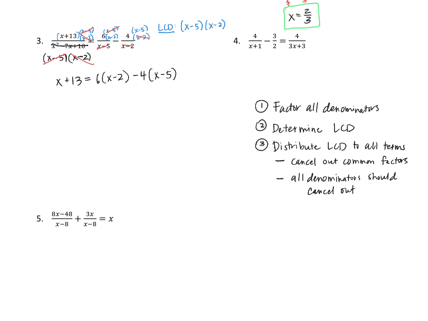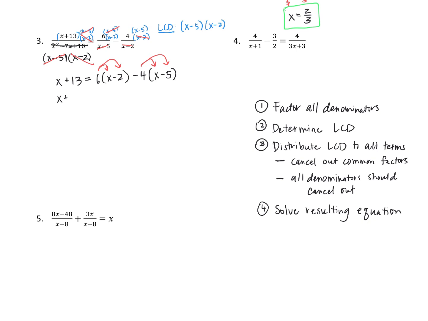Okay, so now we've done the third step. Now we're just going to solve the resulting equation. So sometimes it might be a linear equation. Sometimes it might be a quadratic equation. So you just solve whatever you get. So we need to distribute the 6 and the negative 4.